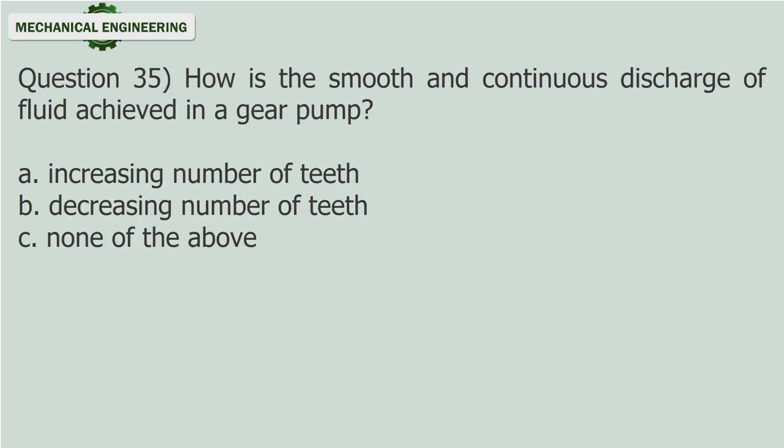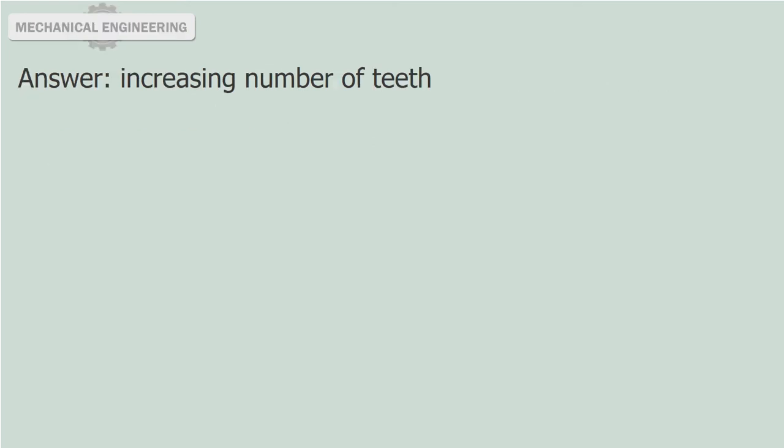Question 35. How is the smooth and continuous discharge of fluid achieved in a gear pump? A. Increasing number of teeth. B. Decreasing number of teeth. C. None of the above. Answer: increasing number of teeth.